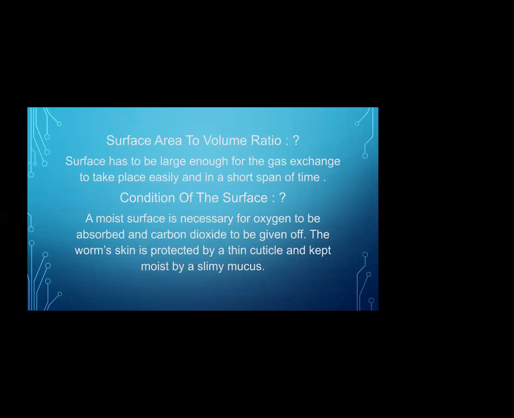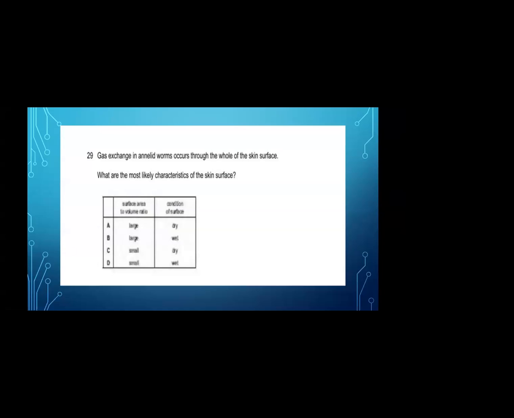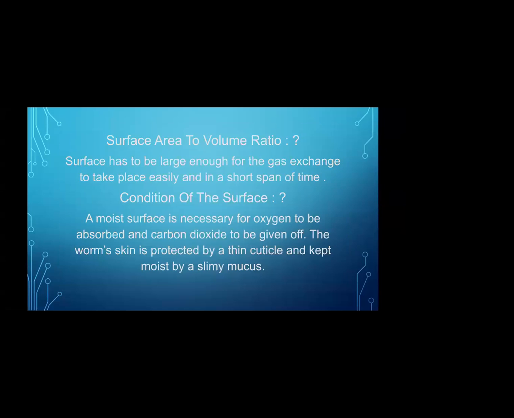Surface area to volume ratio has to be large enough for the gas exchange to take place easily and in a short span of time. And the condition of the surface must be moist because it is necessary for oxygen to be absorbed and carbon dioxide to be given off. Very good. The worm's skin is protected by a thin cuticle and kept moist by a slimy mucus. So the answer will be B, large surface area to volume ratio and wet condition of surface.